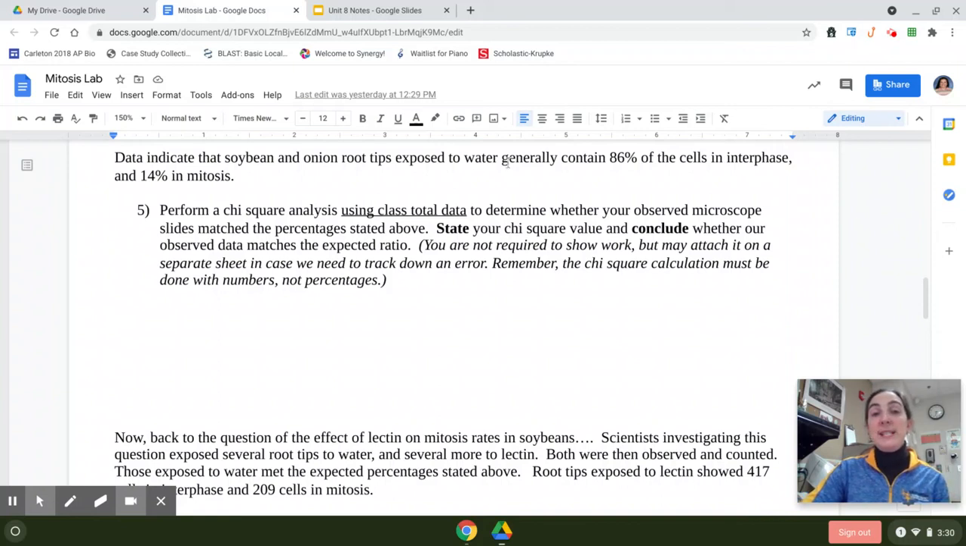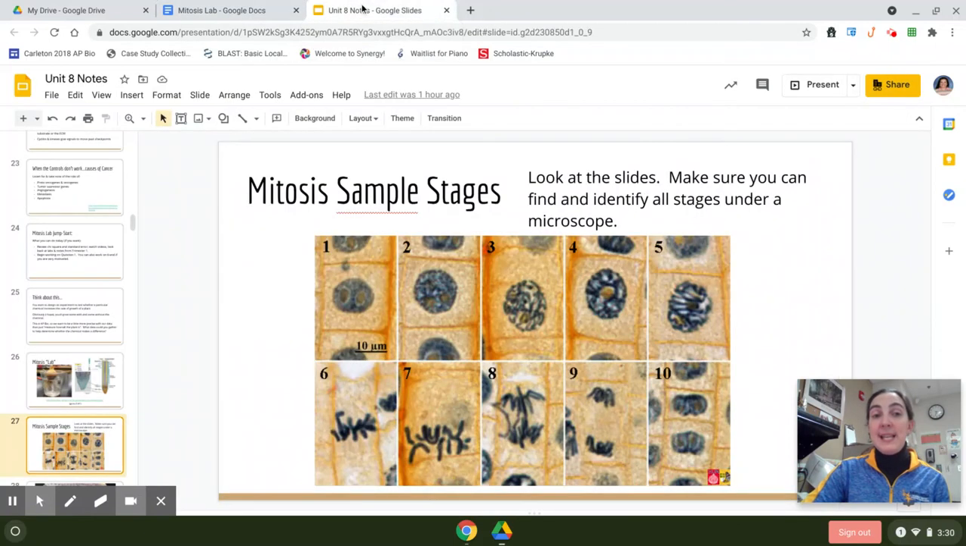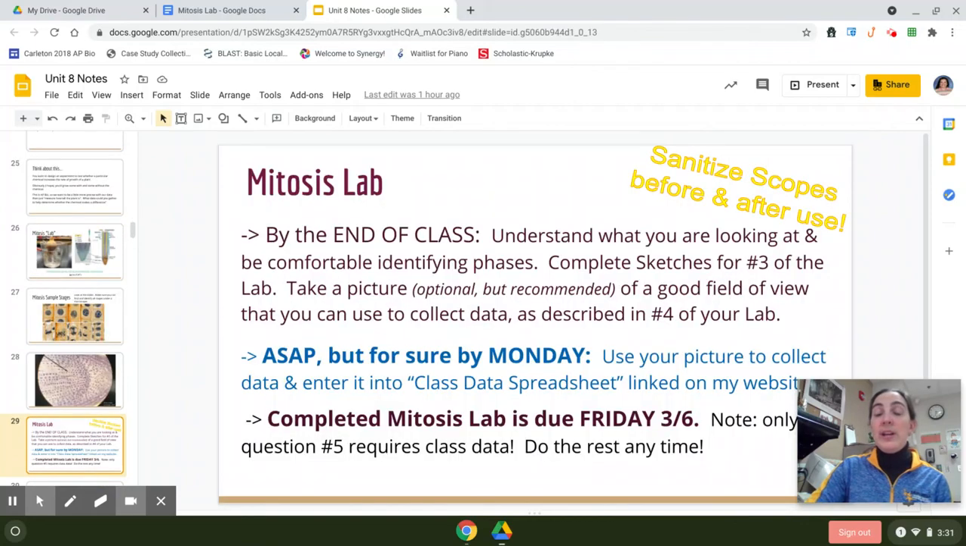The rest of this lab, all except question 5, can be done without the class data. And so you can continue working on this lab over the weekend. This is a pretty long lab, which is why I gave you a week to do it. But please don't wait until Thursday night or you will regret it because it is pretty long.